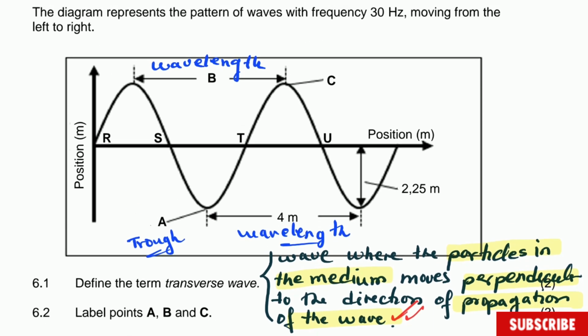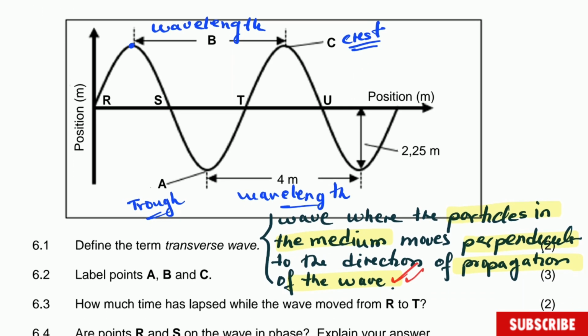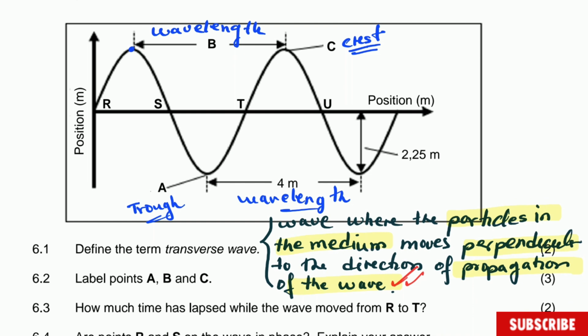C. C is a crest. Any high point here in the graph is a crest. For instance, this point here is also a crest. So we have wavelength, we have crest, and we have trough. And each of them will carry 1 mark. For saying trough, you'll get 1 mark. For saying wavelength here for B, you'll get 1 mark. And for saying that this is a crest, you will get another mark.